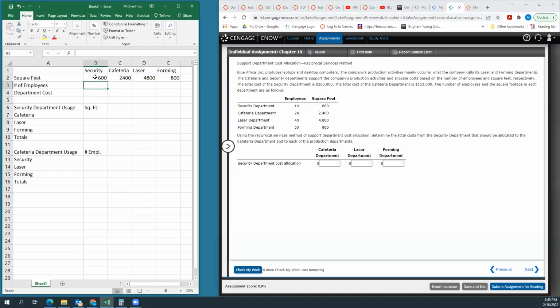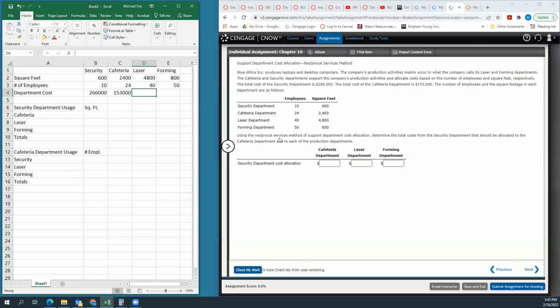And then the number of employees, there's 10 in security, 24 in cafeteria, 40 in laser, and 50 in forming. And then the cost of the security department is $266,000. And the cost of the cafeteria is $153,000. And then we're not given any cost information on the laser and forming departments. So that's all the information they give us. Even though, again, this is given here, I just find it's helpful sometimes to kind of walk through all the information given to me, which will then help me to process it and figure out what I need to do next.